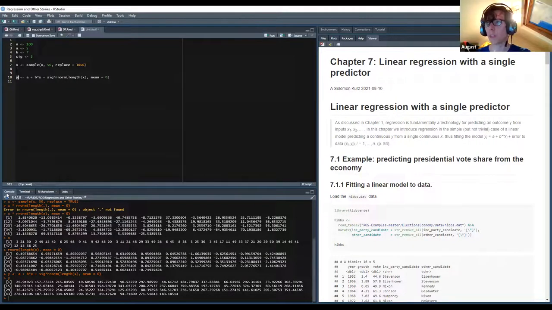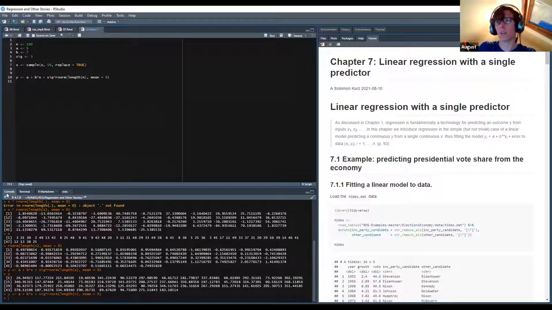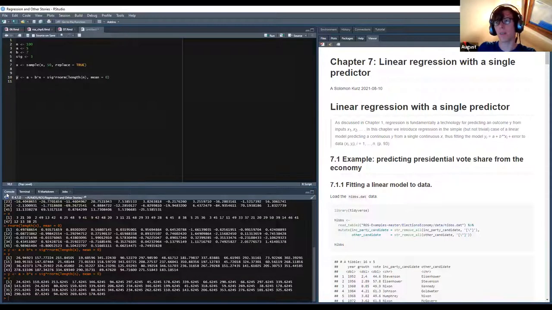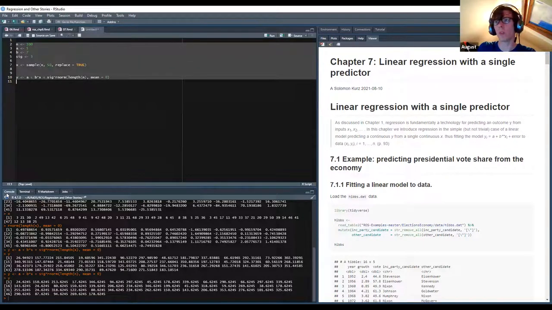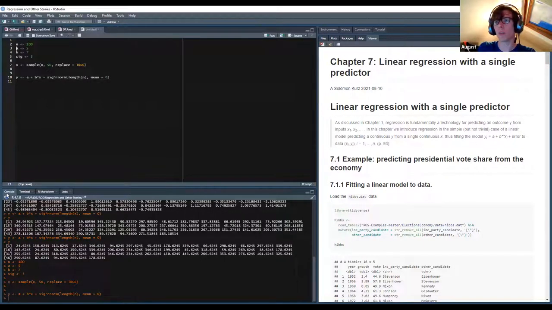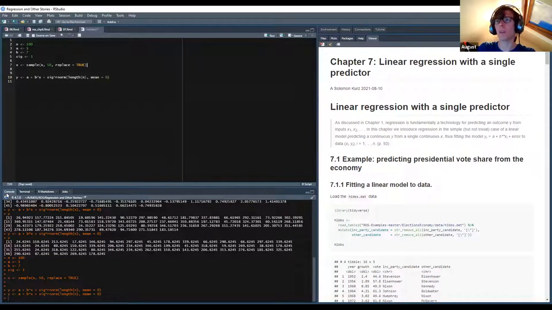So now I've created 50 points. I want 100 points. Wait, so I want the, oh, right, I see. So I then want the length of n instead. So that should then do that. And now we, no, I don't have that right. So we want, how is it I've not simulated 100 points? Oh, it's because this is 50. So if that's 50, then that will be 50.